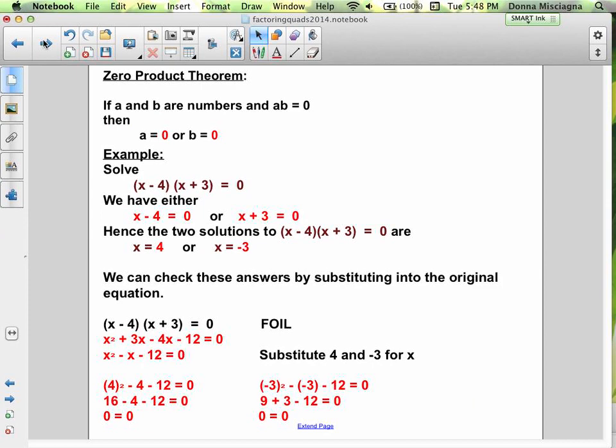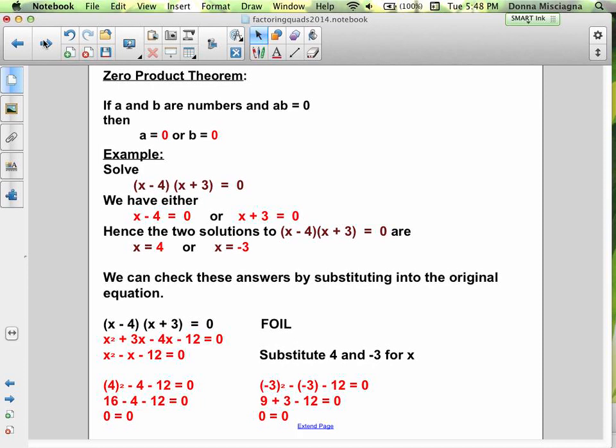All right, so if we have x minus 4 times x plus 3 is equal to 0, the only way that would be true is if x minus 4 equals 0 or x plus 3 equals 0. So if we set those equal to 0, we have x equals 4. Right, we add 4 to both sides. And we have x equals negative 3.